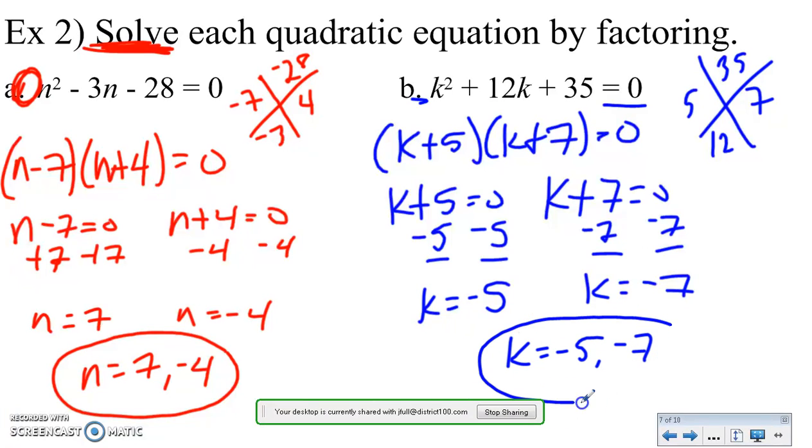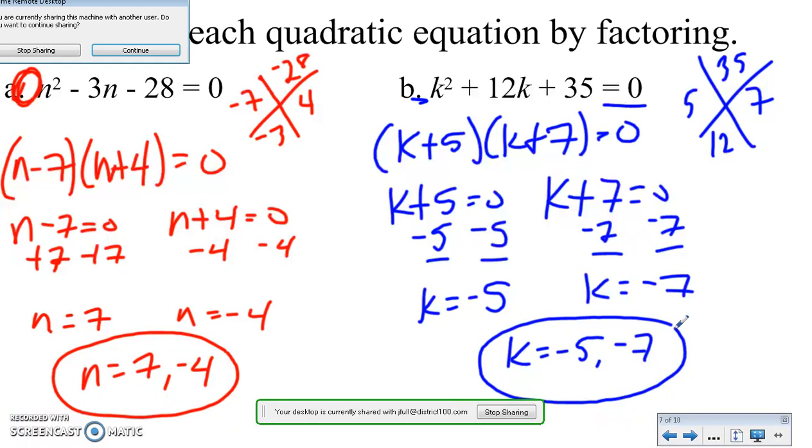Now, when you're doing these, the easiest way to check is to put these in parentheses and plug them back in and make sure you get 0. So you're going to do negative 7 squared plus 12 times negative 7 plus 35, and you should get 0 if you plug that into your calculator. Okay, let's move on and do a couple more.